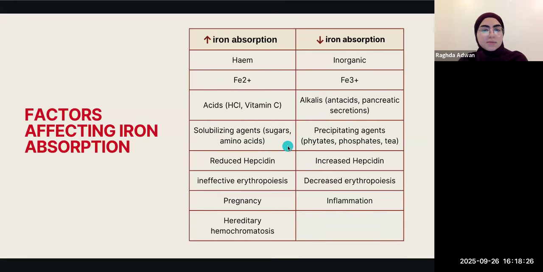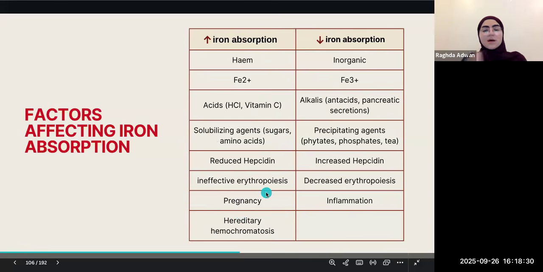solubilizing agents like sugars and amino acids. And these, do not worry about them right now, but we will get into them and you'll understand them by the end of the lecture. But in this table, just ignore them.